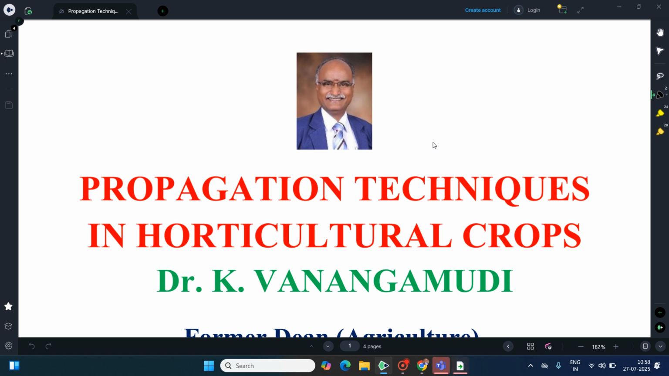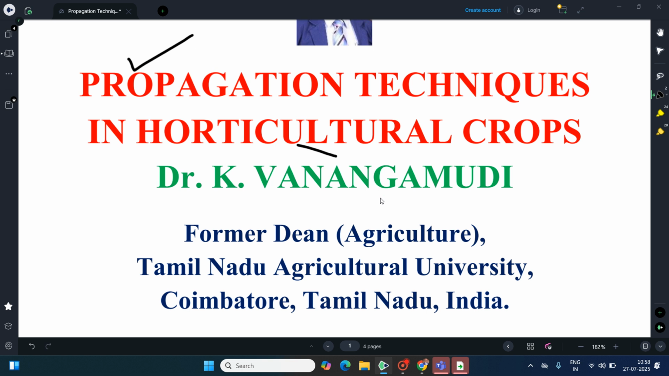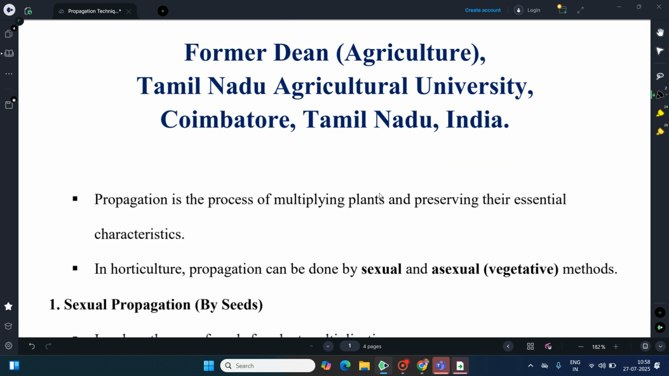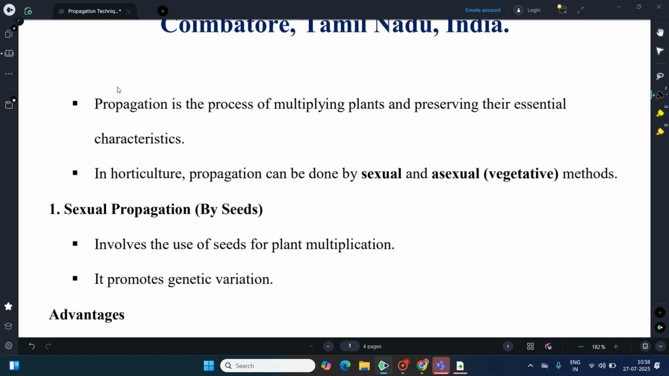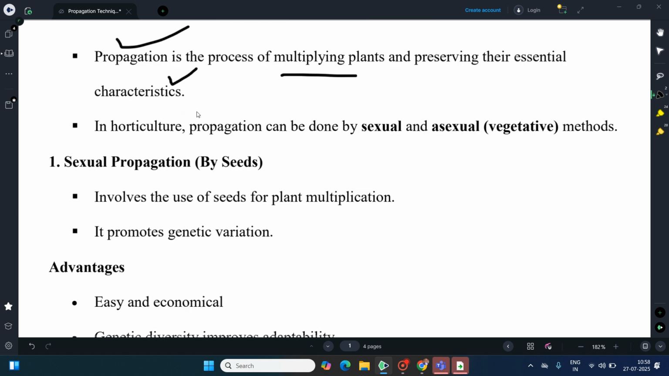The topic that I am going to present is related to horticulture. The topic is propagation techniques in horticultural crops, and this is the topic which I am going to present very briefly. What do you mean by propagation? It is the process of multiplying plants and preserving their essential characteristics. This is the definition for propagation.